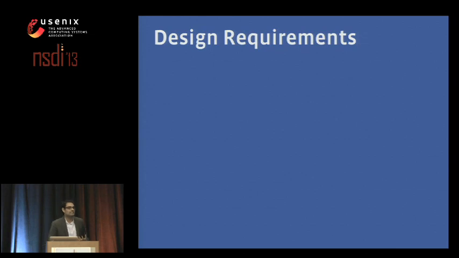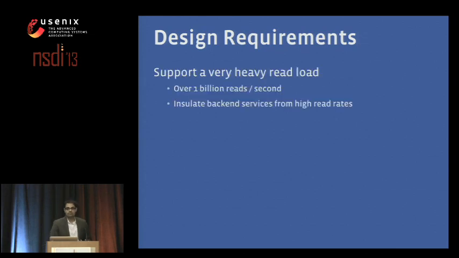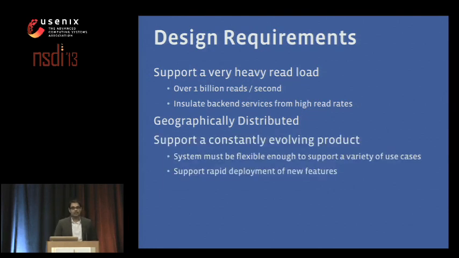So what kind of design requirements does this impose on our system? First of all, we need to support a very heavy read load. I'm talking about over a billion gets a second, and we store trillions of items in our cache. We need to be geographically distributed, so we have data centers around the world. We need to support a constantly evolving product. Our product engineers love to hack and love to change things, and we need to be able to support these. And we need to support rapid deployment of new features.